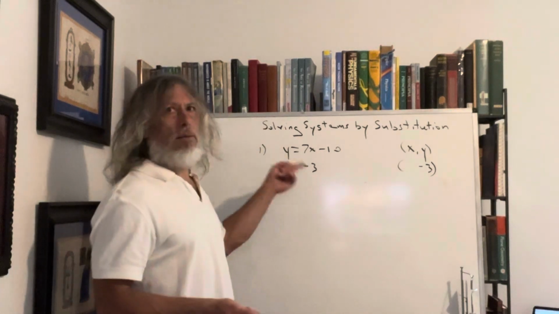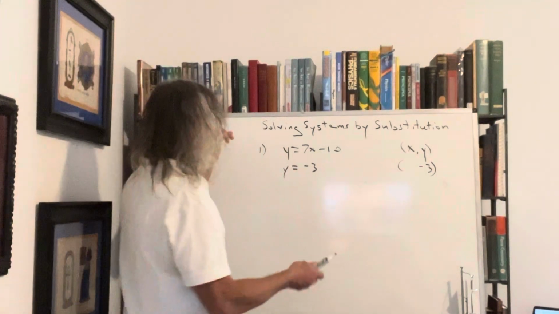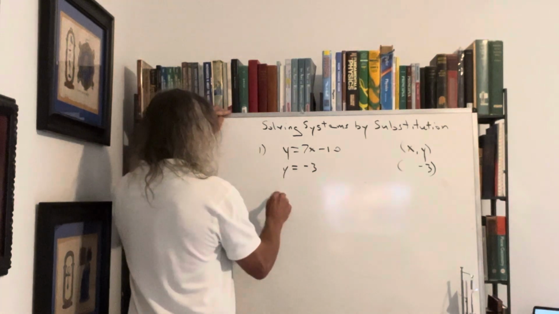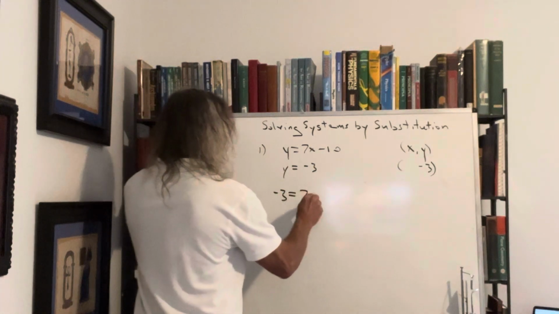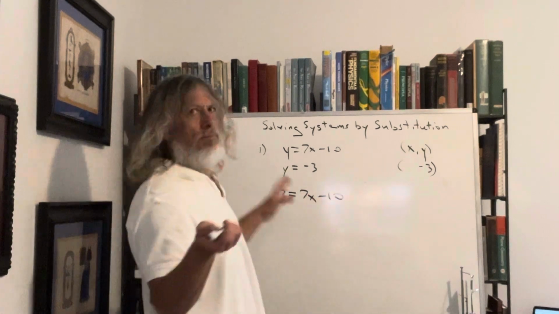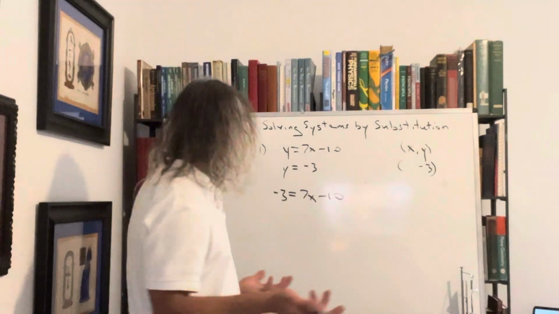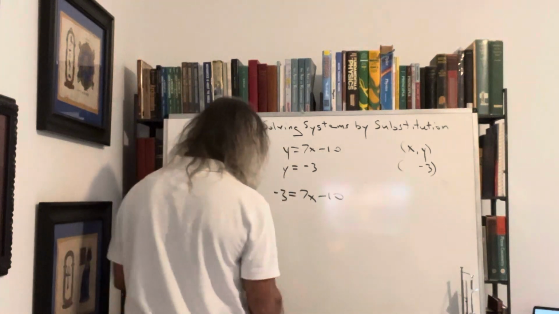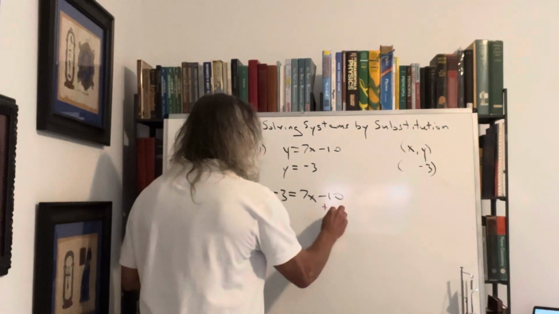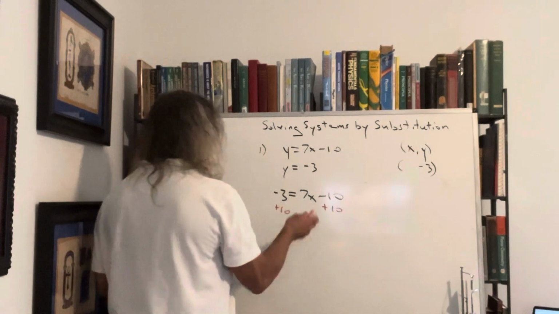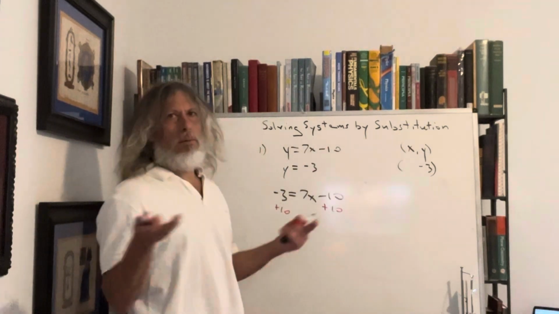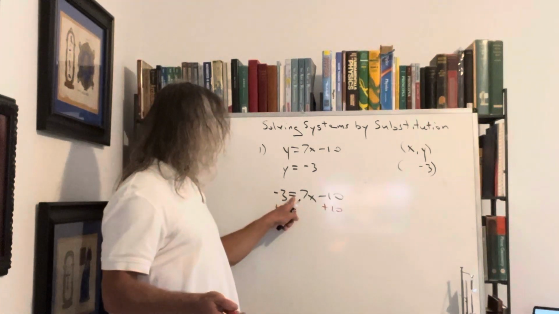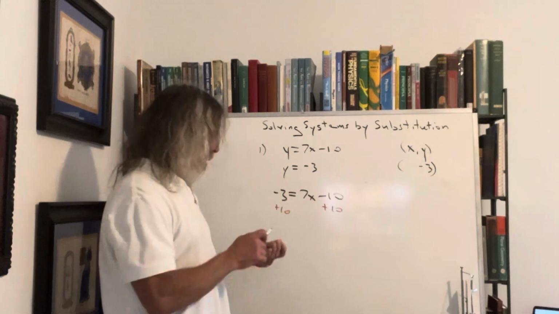So we just get this and put it in place of y and solve. So if we put this in place of this, y is negative 3. So we got that. Now we solve for x. So add 10 to each side, because we've turned all this stuff into one equation, which we know how to do. One equation, one equal sign with one letter. Solve for the letter.